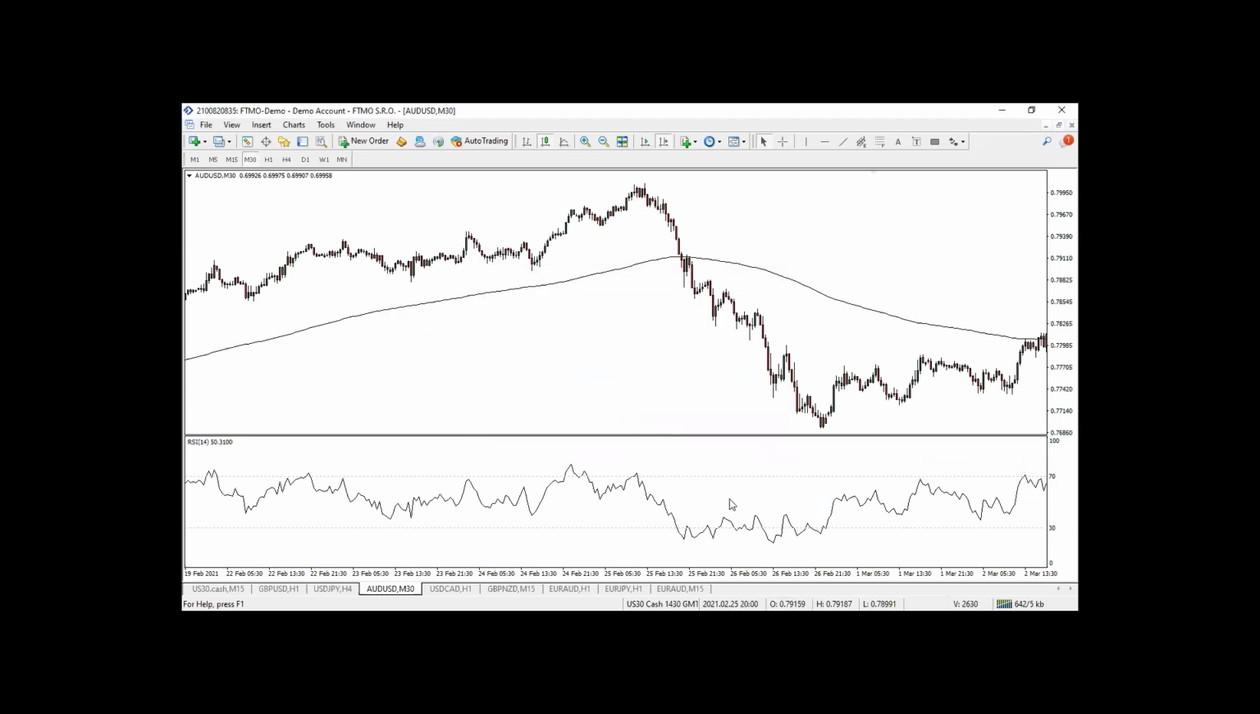I hope you see it here. Yes, this is the 70 level. This is the 30 level. Now, the rule of using the relative strength index is that your 70 level is an overbought level. That is, the price of that asset is too high and it may fall. Overbought. The 30 level is oversold, in the sense that the price of that asset is too cheap, and the market players may consider taking the price up.